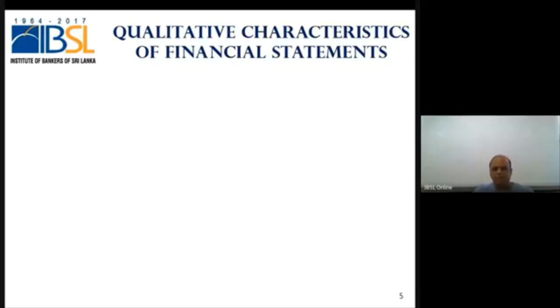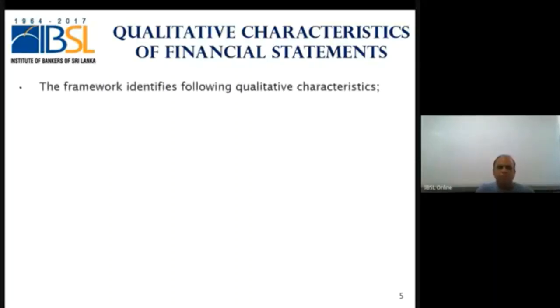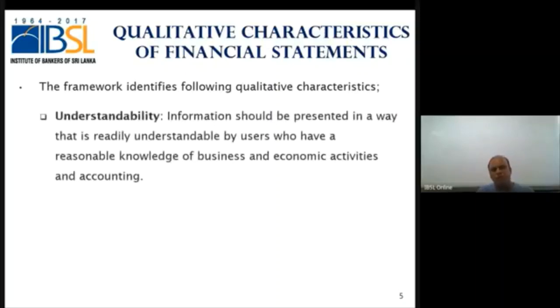What are the qualitative characteristics that you observe in financial statements? So the framework that we are going to use identifies the following qualitative characteristics. As I told you, the financial statements that you prepare mostly are numbers, right? But when you produce numbers, those are known as quantitative characteristics. But there is another aspect to your financial statements. That is known as qualitative characteristics. That is non-numerical characteristics. What are those?